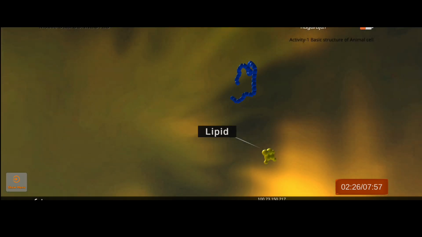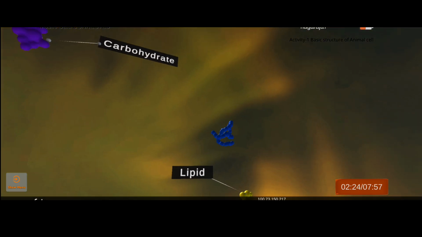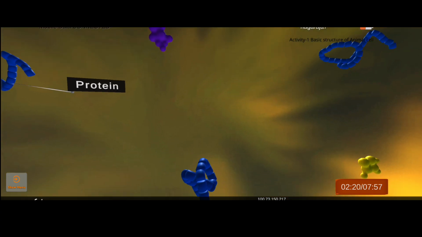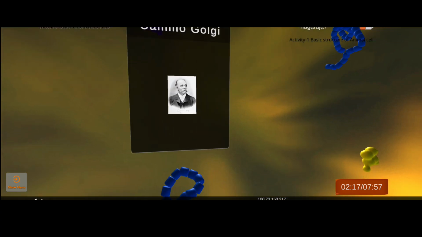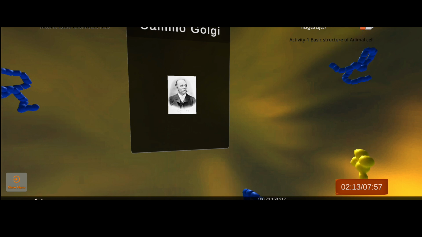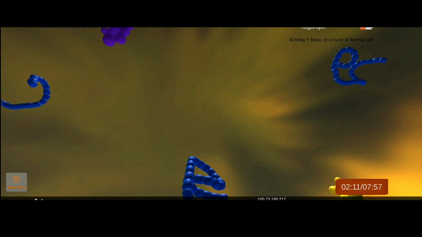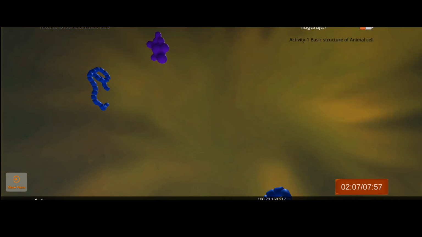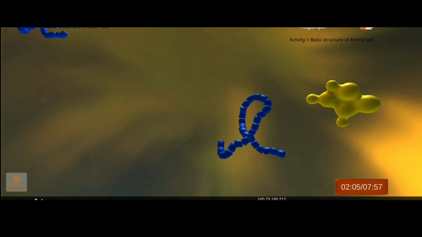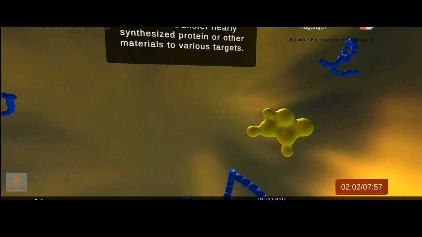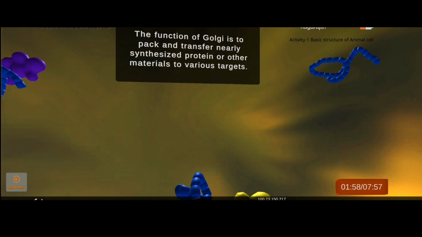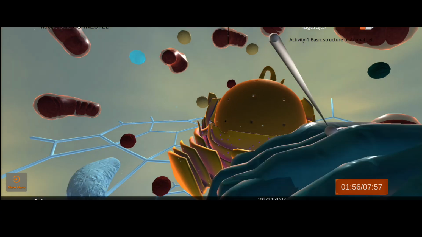Now, the manufactured proteins move to the post office of the cell, Golgi apparatus. This organelle was discovered by Camillo Golgi, so it is named as Golgi apparatus. It consists of a system of membrane-bound vesicles arranged approximately parallel to each other in stacks called cisterns. The function of Golgi is to pack and transfer newly synthesized protein or other materials to various targets.